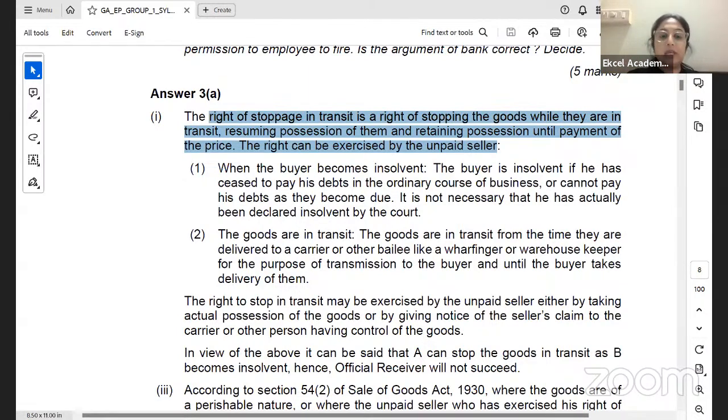Even if you see, our Sale of Goods Act will not talk about insolvency officially declared by the court. Even if you know that the person is not in a position to pay you money, that is fine. You can exercise the right of stoppage in transit. So you have to mention these things in your answer. The right of stoppage in transit is a right of stopping the goods while they are in transit, resuming possession of them and retaining them until the payment is done. So you can stop in between when it is moving in transit. You can take it back.